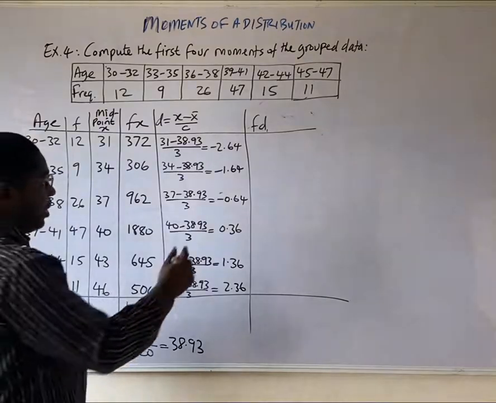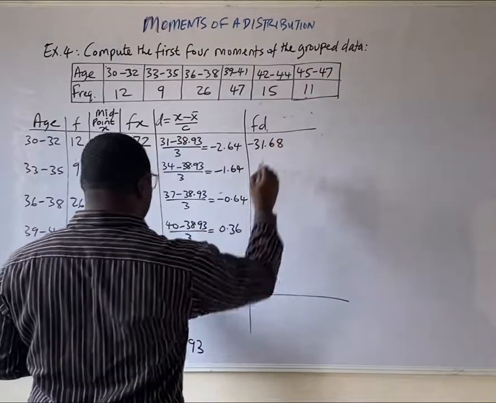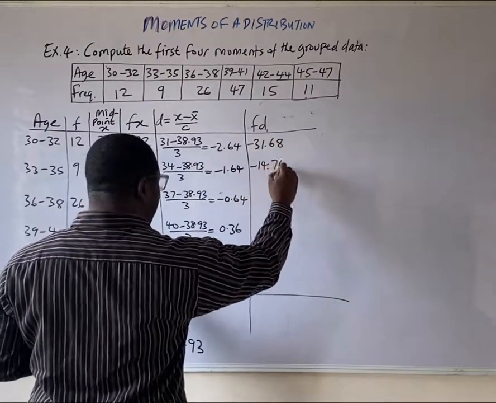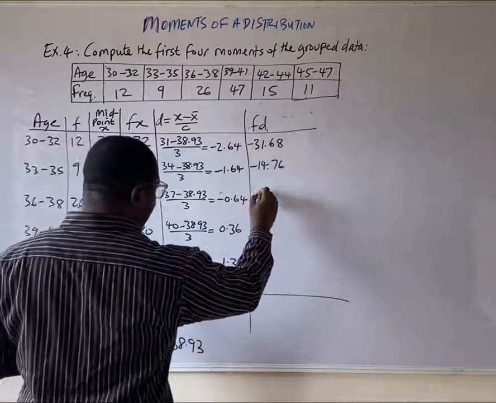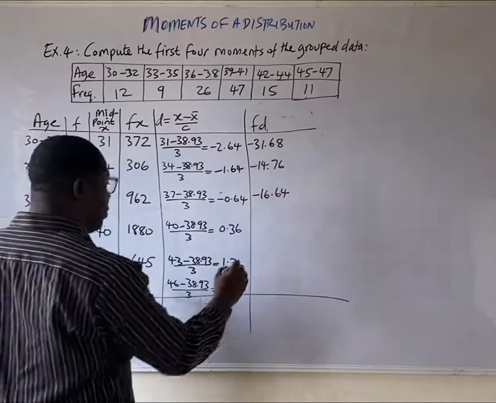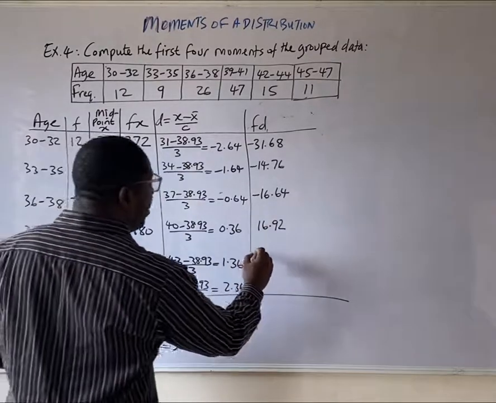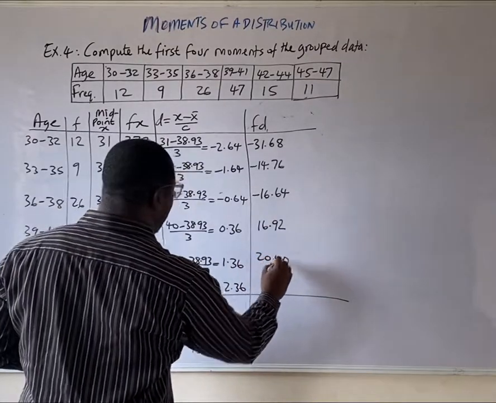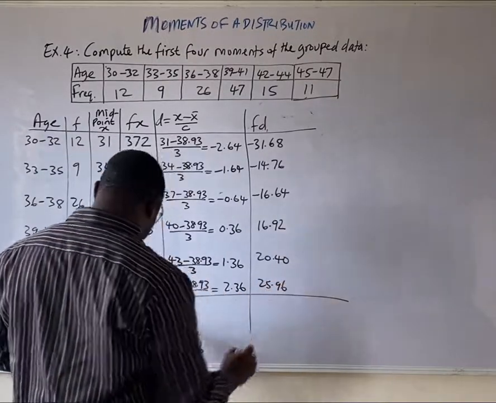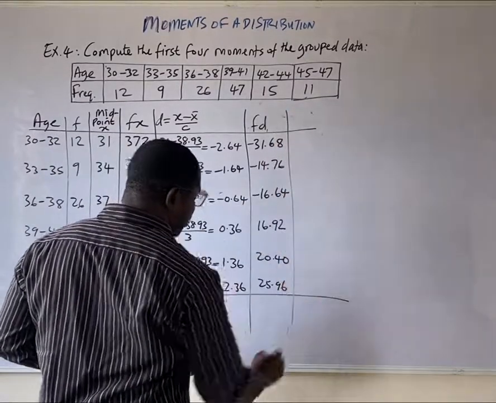Now, the answer you should have is minus 31.68. The next one is minus 14.76. The next one is minus 16.64. The next one is 16.92. The next one is 20.40. The next one is 25.96. That's what we have as our first degree of deviation.